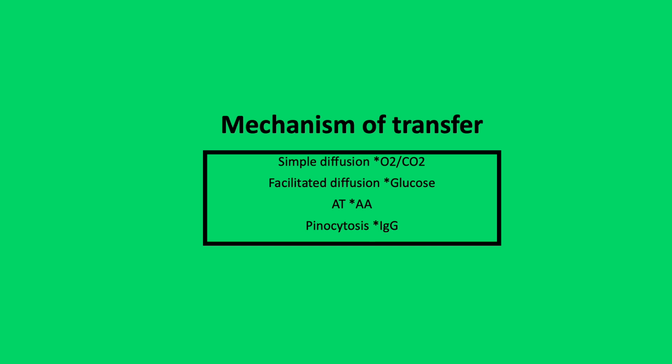The next is facilitated diffusion, where the molecule also moves down a concentration gradient using endogenous carriers. Active transport, unlike facilitated diffusion, requires energy in the form of ATP via a carrier protein. An example of this would be amino acid transfer. And finally, pinocytosis. This is slightly different, whereby the cell membrane engulfs the molecule and transfers it through the cell before releasing it on the other side. An example here would be the transfer of IgG.